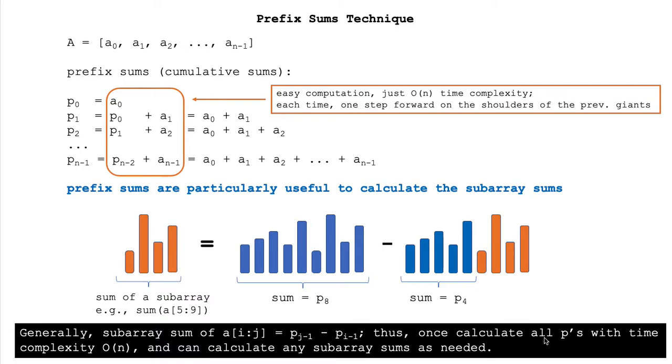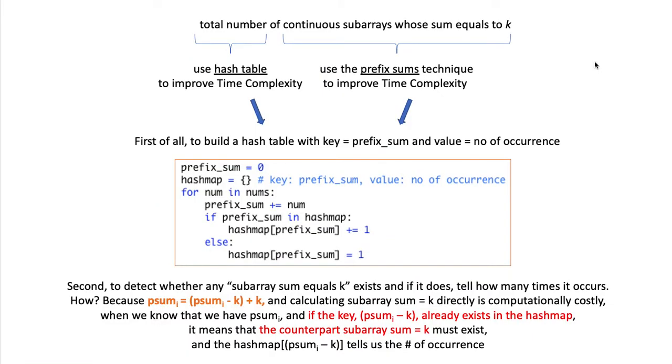Therefore, you just need to calculate all the P's one time with O(n) time complexity, and then you can calculate any subarray sums as needed in the future. Back to the original question, it asks for the total number of continuous subarrays whose sum equals k. This suggests that we can use the prefix sums technique to calculate the subarray sums and a hash table to keep track of the number of occurrences.